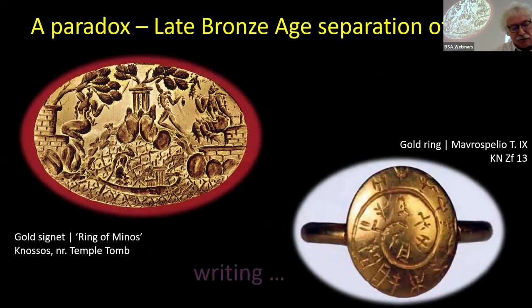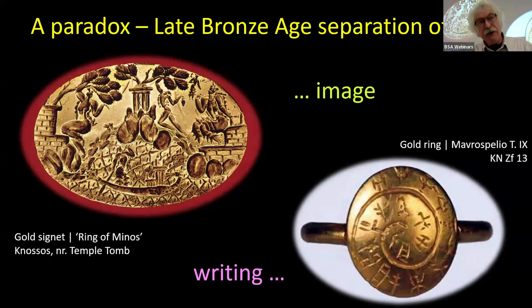So I start with the paradox. In the Neopalatial period on Crete, roughly say 1700 to 1450 BC, writing and image never share the same field of representation as reflected in these two objects. Either objects display writing or they display images, but never both.